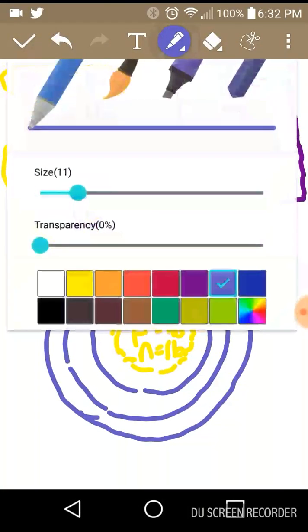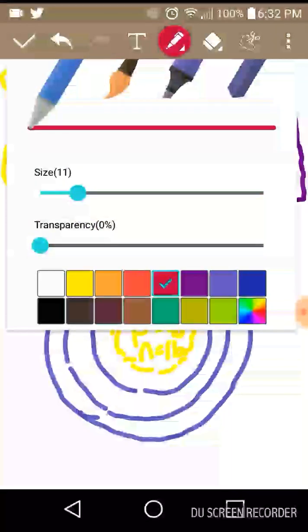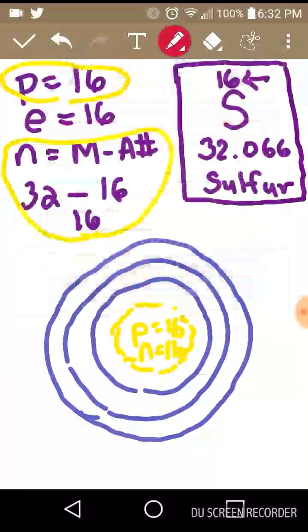Okay, from your notes, if you recall, it tells you that on the first ring you can fit up to 2 electrons. Remember that we need a total of 16. So we're going to go ahead and put them in pairs. So here's my first 2. Okay, on the second ring we can fit up to 8.